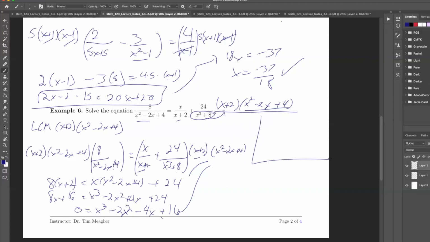I'll do my check step here. So I have 0 equals x cubed minus 2x squared minus 4x plus 16. Do you guys know how to factor this? Yes, no, maybe? Give it a try real quick. You know how to factor that?